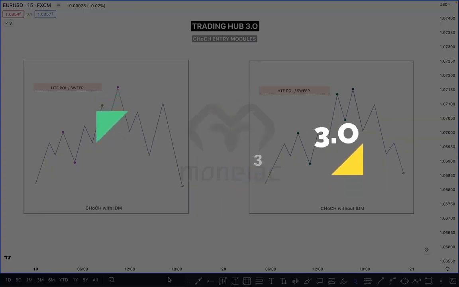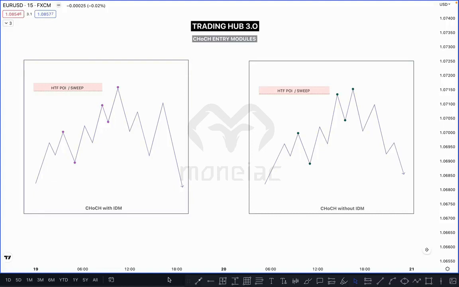In this chapter, we are going to learn what an entry type is and which criteria you should follow before entering a trade. We are going to talk only about CHoCH entry, how you can take entry based on CHoCH. CHoCH means change of character.